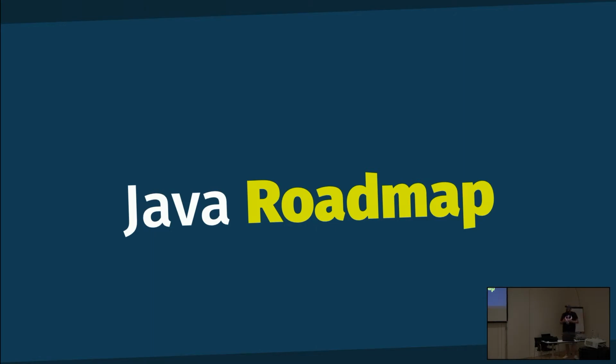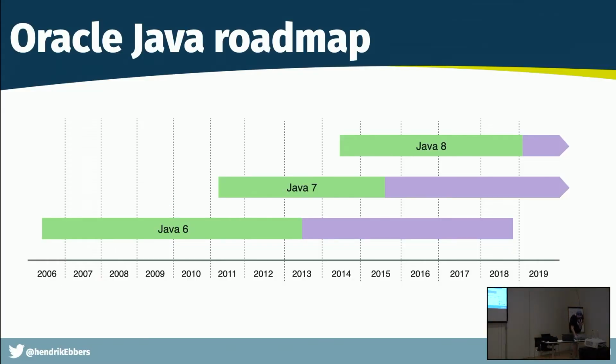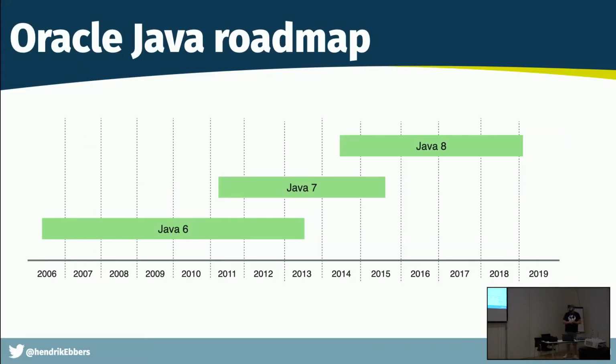So this was just a short introduction about the OpenJDK. And let's talk about the Java roadmap and how, out of these sources and of this structure, new Java binaries are created. In the past, especially with Java 6 and 7, there was no well-defined release train of Java.